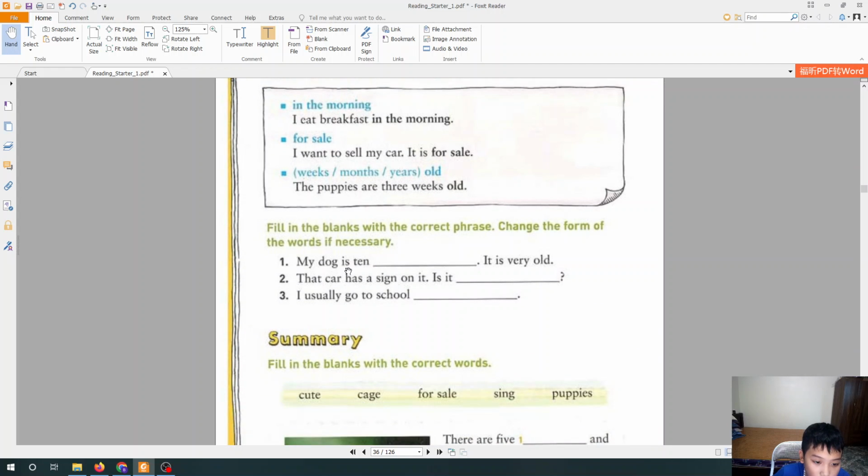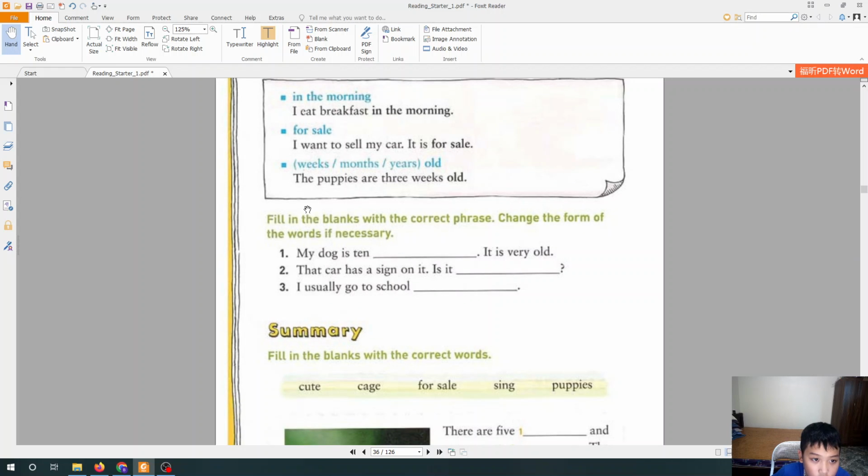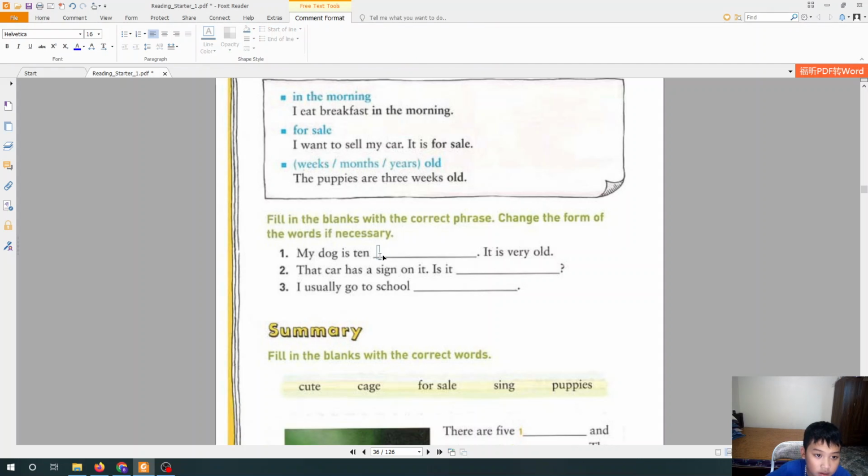Next, in part two, we will fill in the blank with the correct phrase we learned in part A, and we will write in here. First sentence: my dog is 10. I choose the word month. Oh, and you can choose week old or year old.